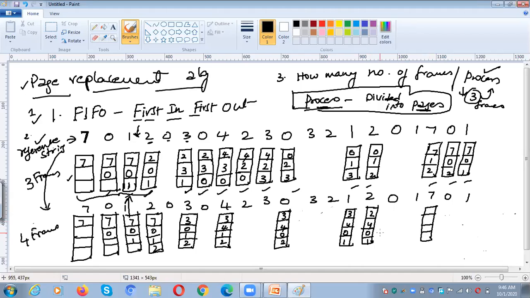7, with which I need to replace it? 4. 4, 7, right? And then 0, 1. So 0, 1 already there in the main memory. So like that fashion, we need to run the FIFO. Okay?